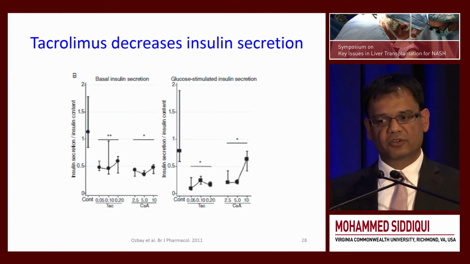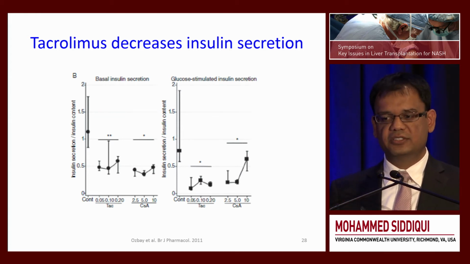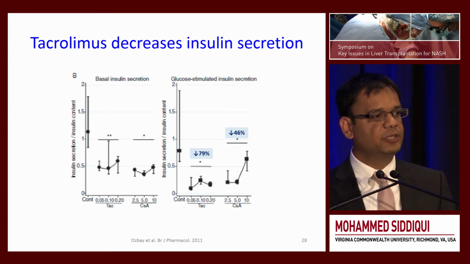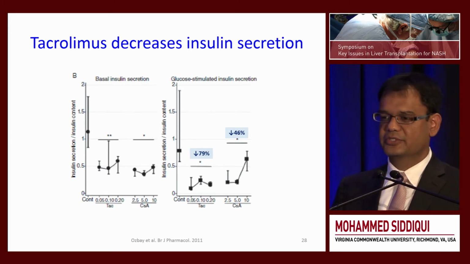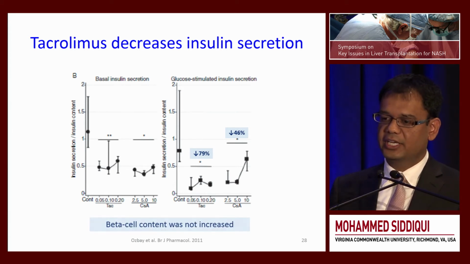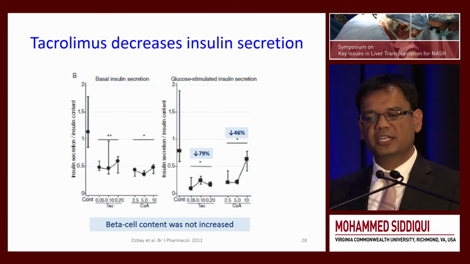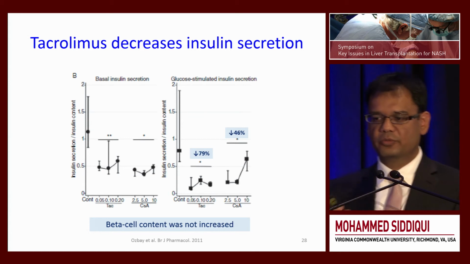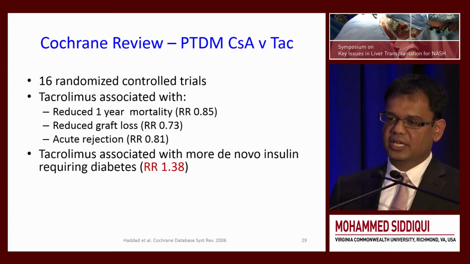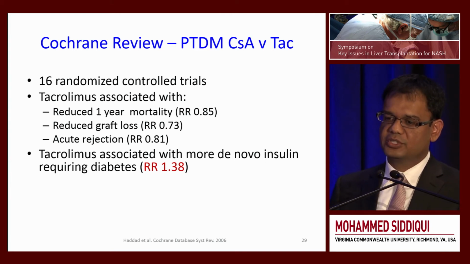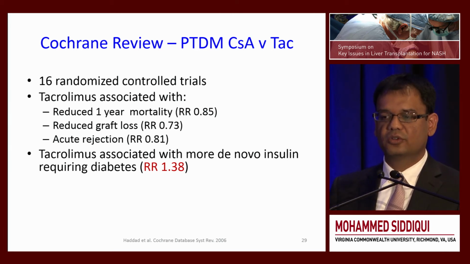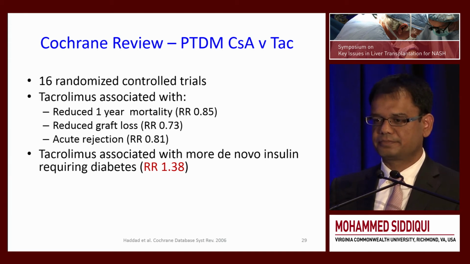When exposed to tacrolimus, glucose-stimulated insulin secretion drops by nearly 80%. However, with cyclosporin it drops as well, but the drop is not as profound, only 50%. And this beta cell content was not affected. So the changes that we're seeing are independent of beta cell mass or content or function. What we're really seeing is decreased secretion. So it should come as no surprise that in this Cochrane review, tacrolimus use was associated with higher risk of de novo diabetes requiring insulin.